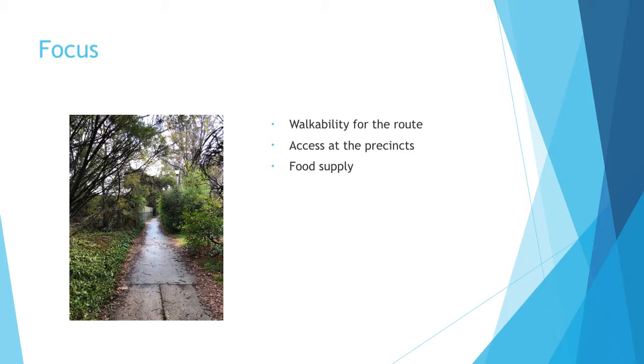I'm going to focus on the walkability of the route, the access at the precincts, both in Farrer and Mawson, and the food supply, but more than that, the sort of amenities that are available when you get to each of these places. There are different tools that you can use to test different things. I'm using the University of New South Wales Built Environment Programme toolkit. There are many others, as I said, to look at different aspects that you might use when putting together an HIA.